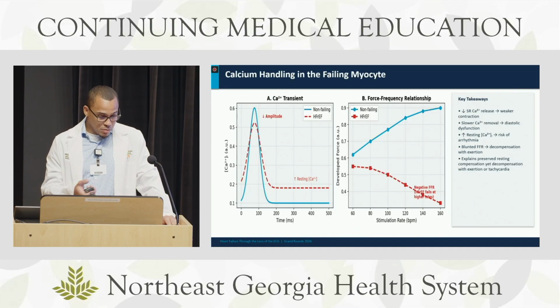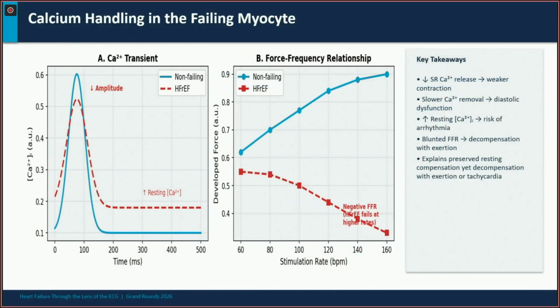And this is an image just showing how the calcium is handled. It reflects in an abnormal force frequency relationship. In this scenario, the slowing in the calcium release leads to a weaker contraction, and the increase of resting calcium inside your cells can lead to a higher risk for arrhythmias. Again, this electrolyte abnormality also is going to lead to your heart not pumping well in the right situations.